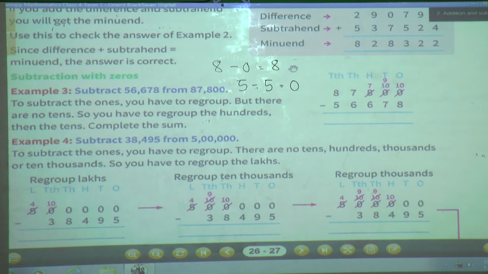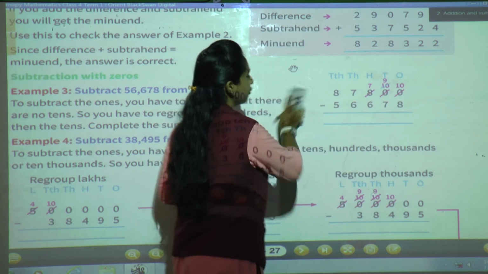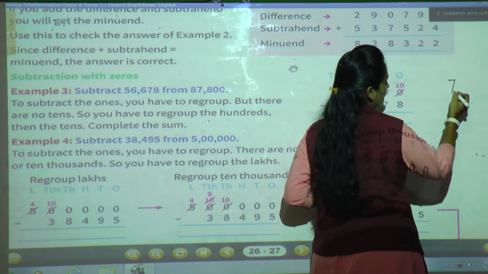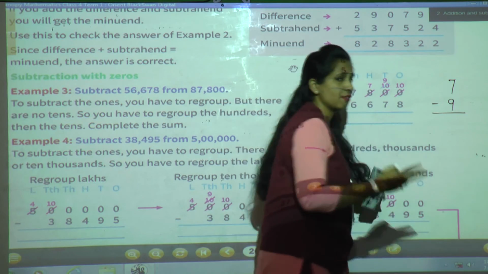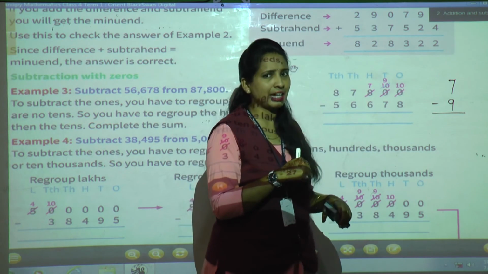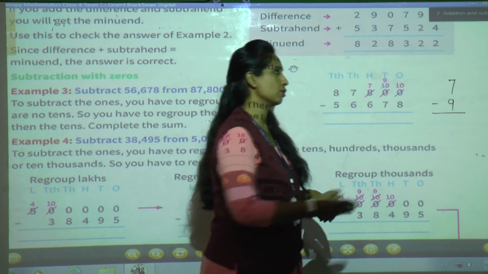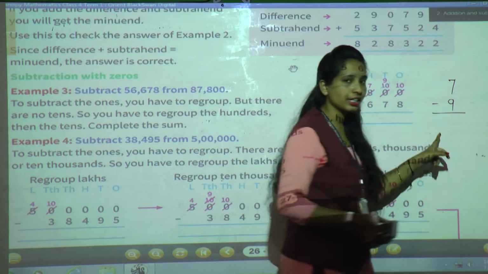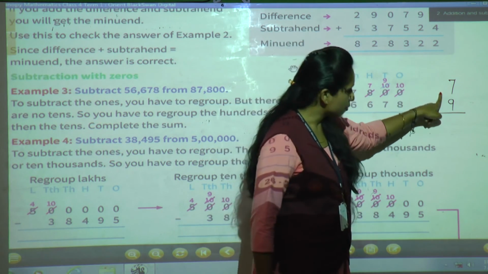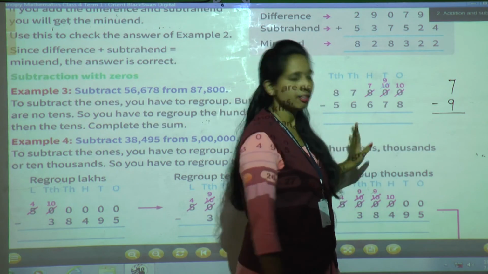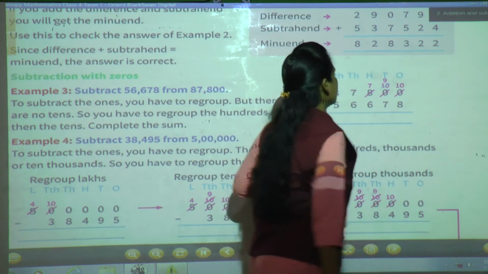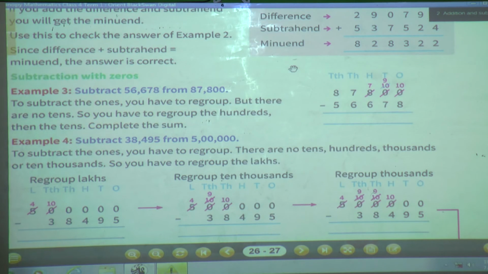One more last thing I would like to tell you. We cannot subtract a bigger number from a smaller number. For example, 7 minus 9. From 7 fingers, can we subtract 9 fingers? No. We need to borrow from a neighbor, but you don't have a neighbor. So we cannot subtract a greater number from the smaller number. Understood? Now I would like to teach you subtraction with 0.